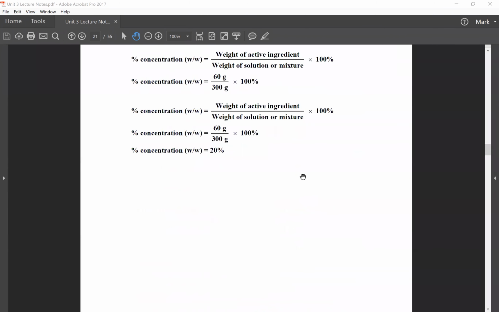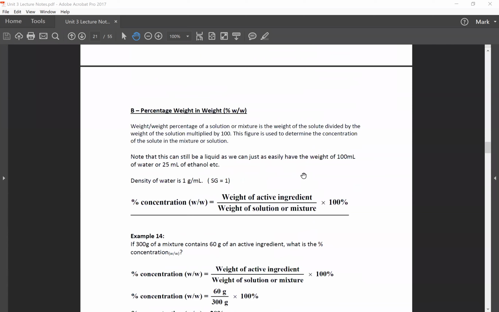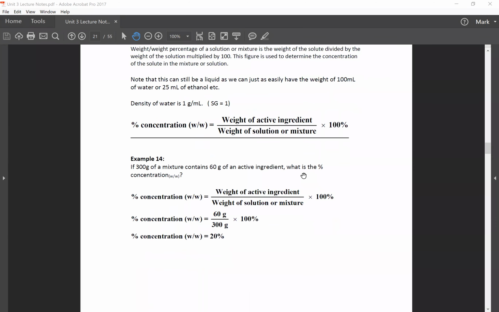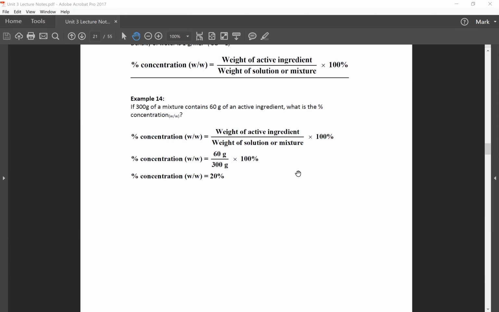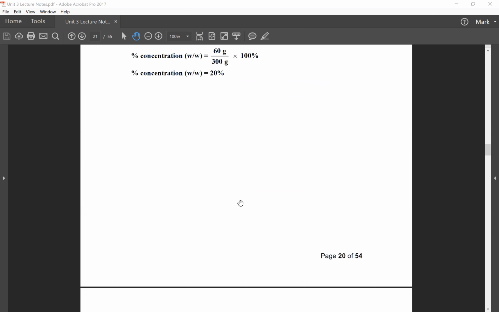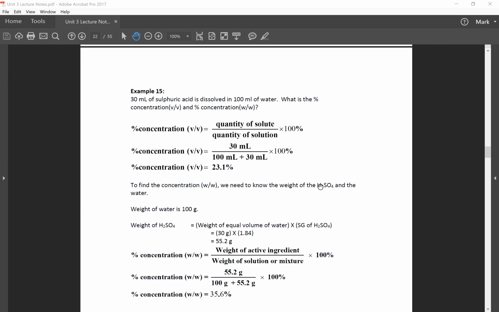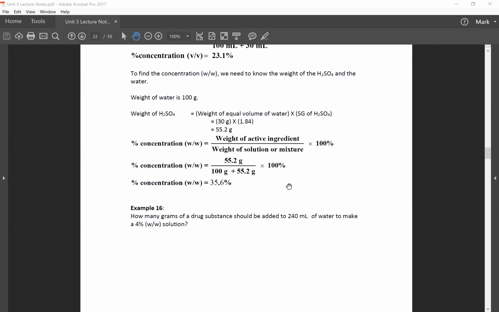Yesterday we were looking at weight calculations. Now, there's a few of these examples that we did. The concentration is given as the weight of the active ingredient divided by the weight of the entire mixture or solution times 100. So there's actually a few examples here.